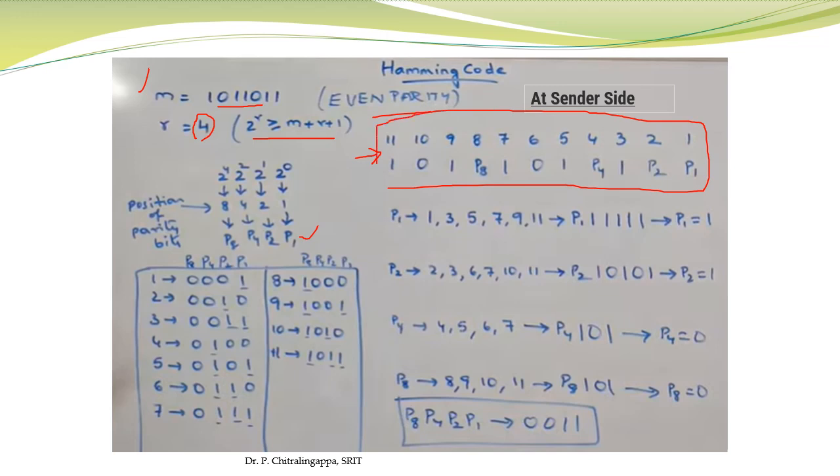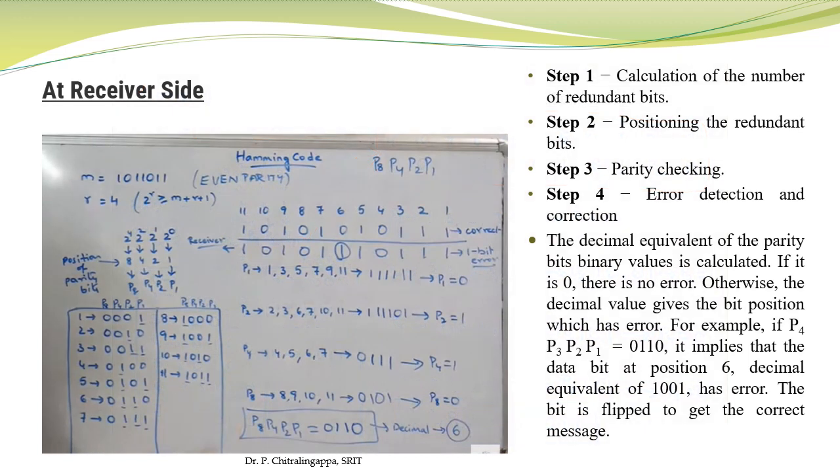Now try to calculate the p1 value, p2 value, p4 value and p8 value. By applying some approach, we can calculate those things. Now finally, at the receiver end we again verify things: calculate the number of redundant bits, position the redundant bits, parity checking, error detection and error correction.